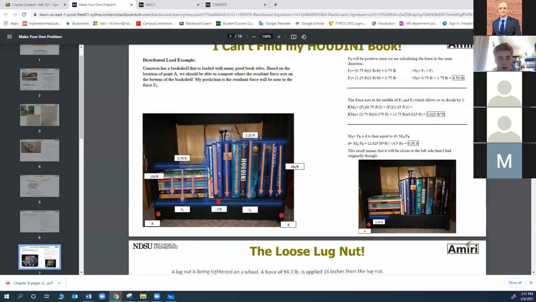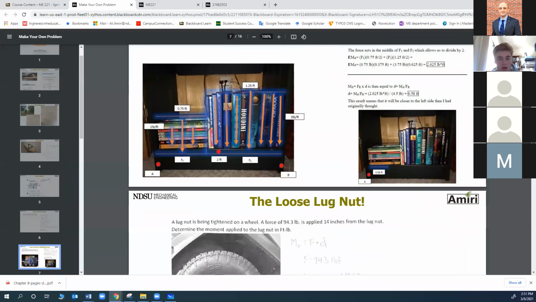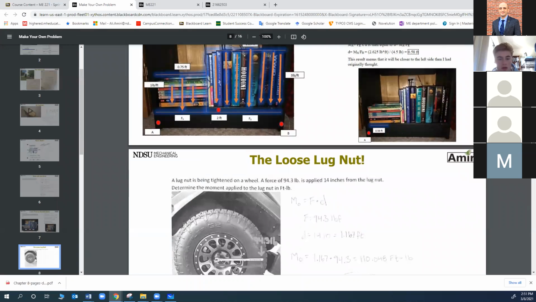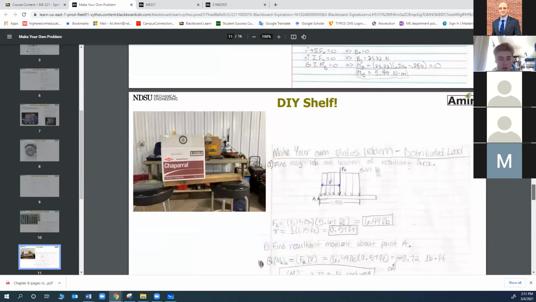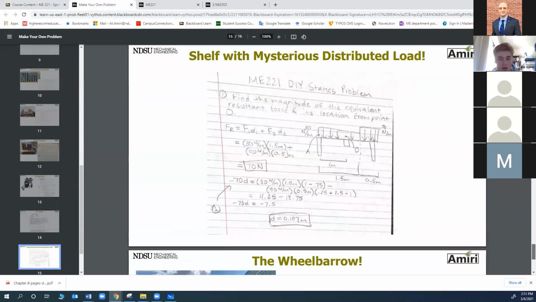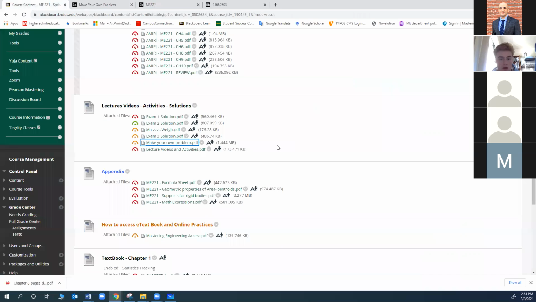You're just going to make your own static problem. A lot of students go with books on a bookshelf because it's, you know, a distributed load. It's really good. So you can go through them and see some examples. You're not supposed to copy any of them, but that's your next activity, to make your own static problem around your house and around your dorm room.